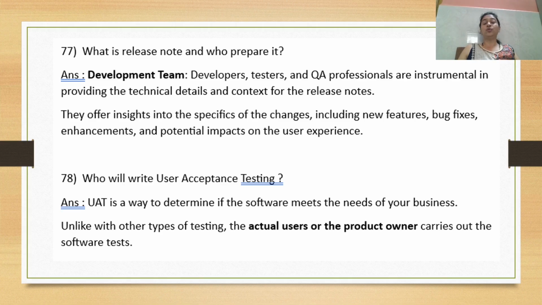Then, who will do the user acceptance testing? UAT is a way to determine if the software meets the needs of your business or not. In this type of testing, the actual users or the product owner carries out the software test.